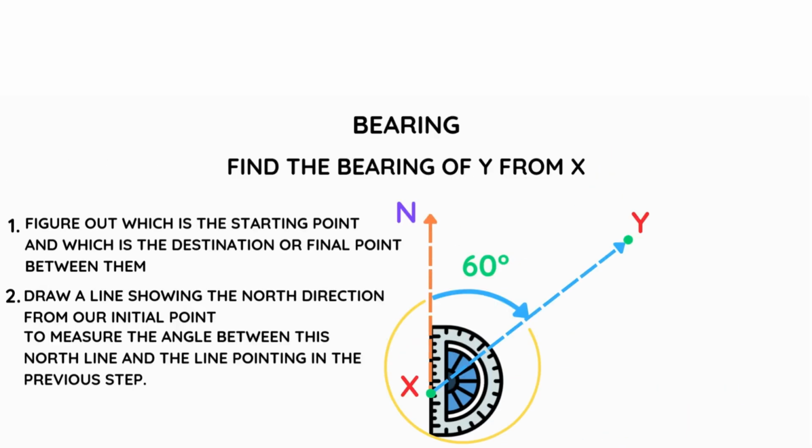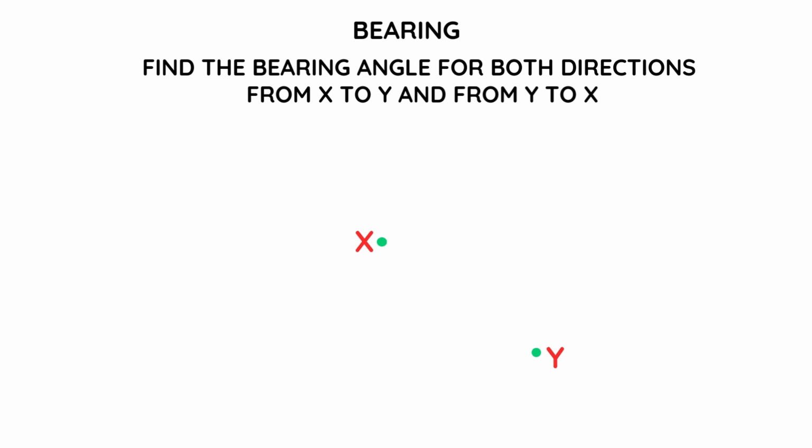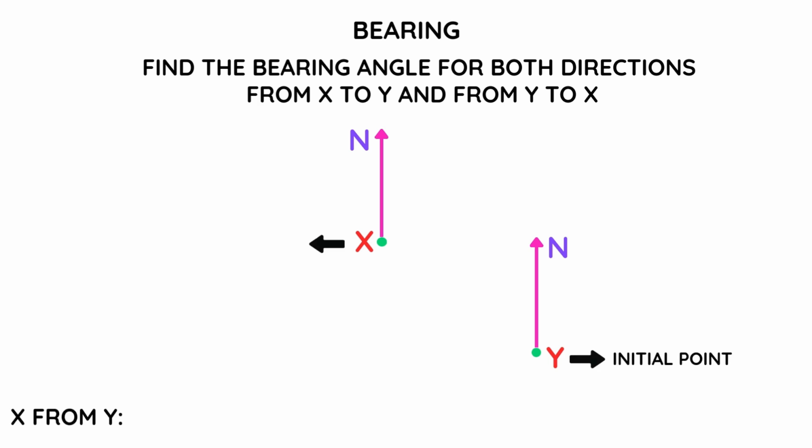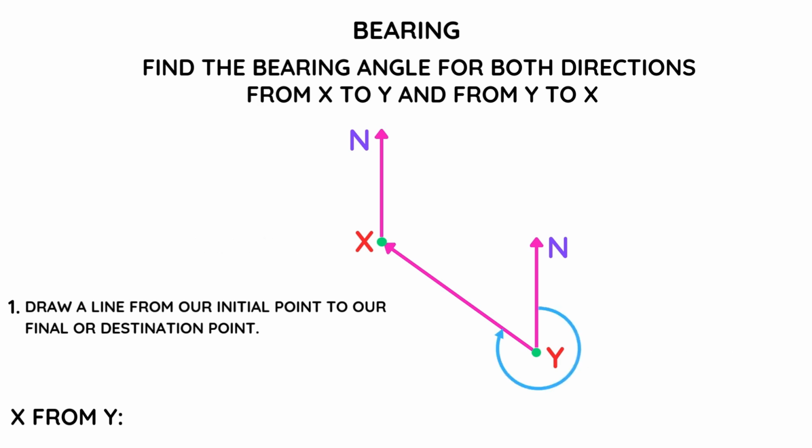Now, let's look at another question. In this example, we need to find the bearing angle for both directions, from x to y and from y to x. The lines indicating the north direction have already been drawn for us. If these lines weren't given, we could have simply drawn them ourselves. Let's start by finding the bearing of x from y. This means our initial point is y and our final point is x. For the first step, we will draw a line from our initial point to our final or destination point. From the initial point, that is y, we will measure the angle in a clockwise direction.